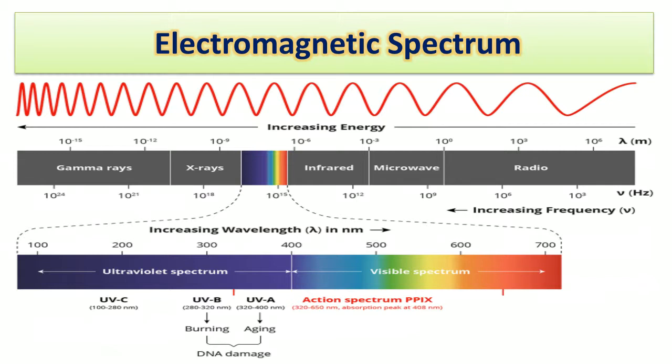The electromagnetic spectrum consists of gamma rays, X-rays, UV light, the visible spectrum, infrared radiation, microwaves, and radio waves. You must be aware of these terms. Here, the trend in frequency, wavelength, and energy of the electromagnetic spectrum is shown.